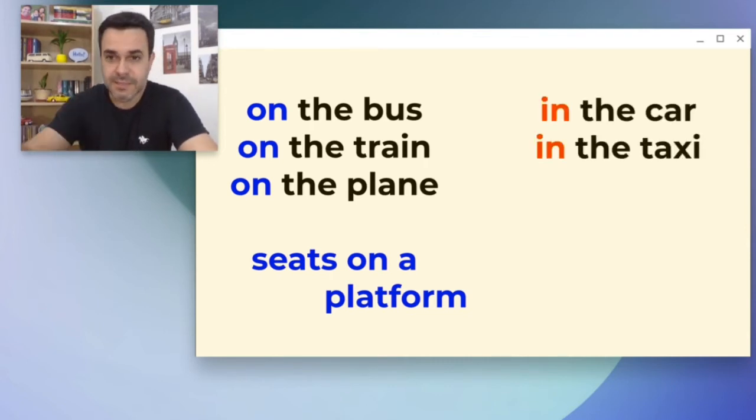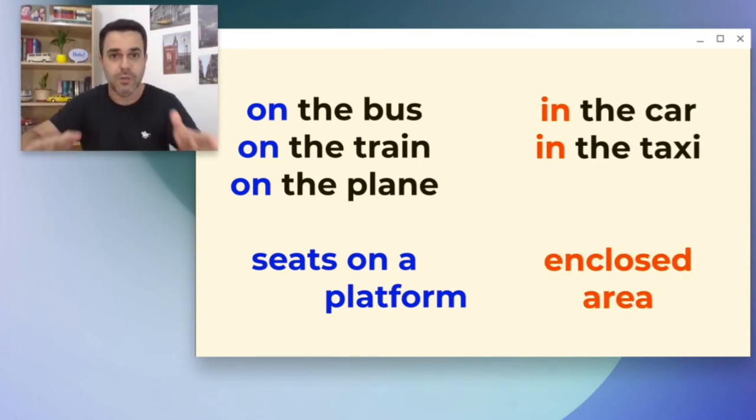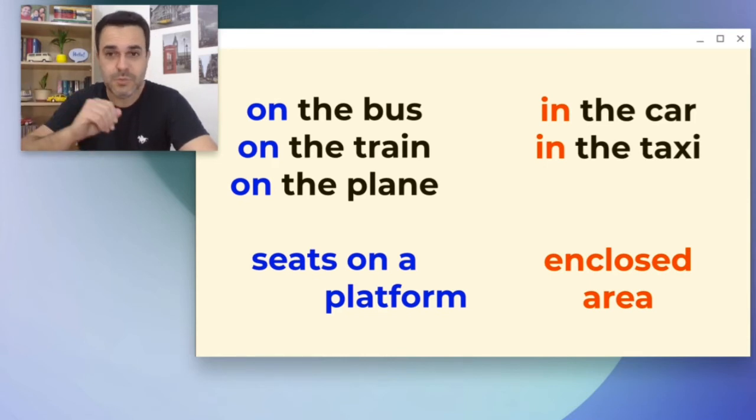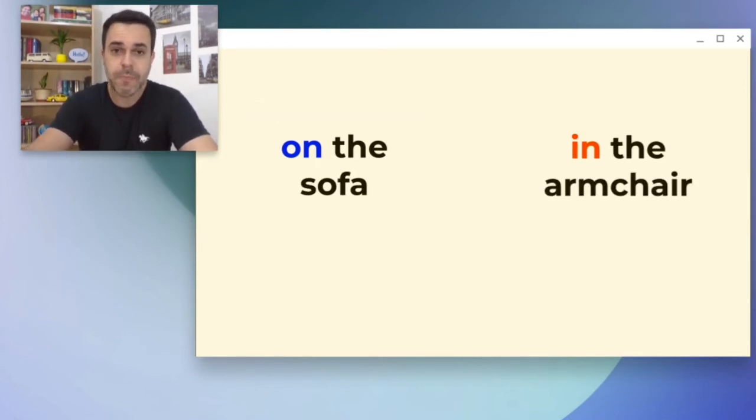But in the car and in the taxi, because they are like an enclosed area, you take a seat and you can't stand up and move around inside it. This is when you use in. That is the difference.